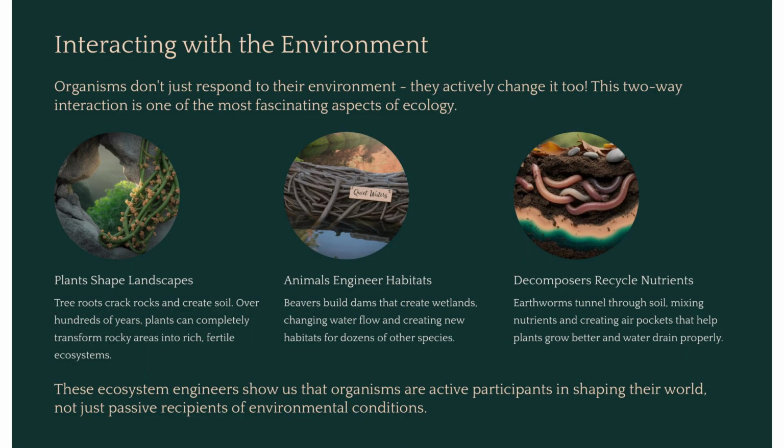The relationship isn't just one way. Organisms also have a big impact on their environment. For example, plant roots grow into cracks in rocks and break them apart, which helps create soil. Earthworms tunnel through the soil, which helps aerate it and makes it healthier for plants to grow. Living things are constantly shaping the non-living world around them.